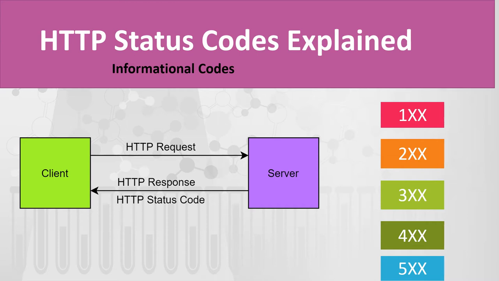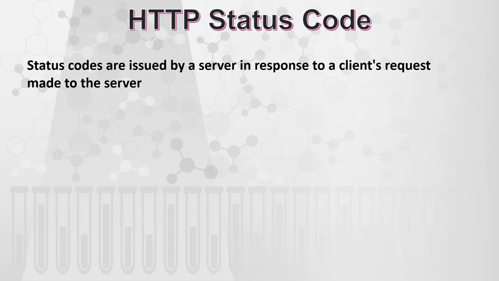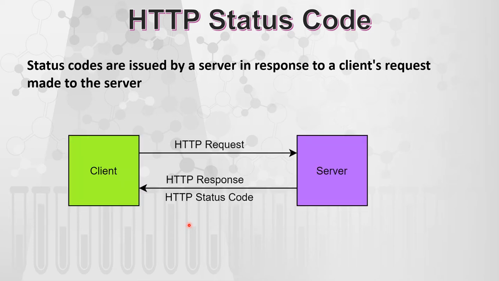So without wasting any further time, let's move ahead and check out the HTTP status codes. HTTP status codes are issued by the server in response to the client's request made to the server. In any application, we have the client and we have the server. Now the server is the part which holds the particular web service or an API, and the client is the actor who sends the HTTP request to the server. Whenever the client sends the HTTP request, the server processes that request and sends back the HTTP response. Now the HTTP response contains the HTTP status code, body, as well as the headers.